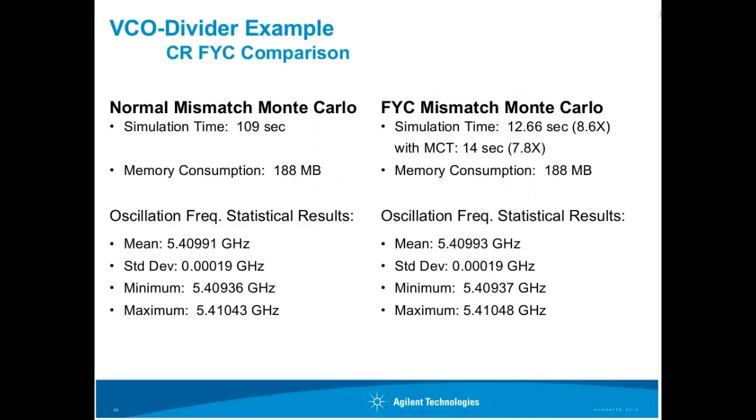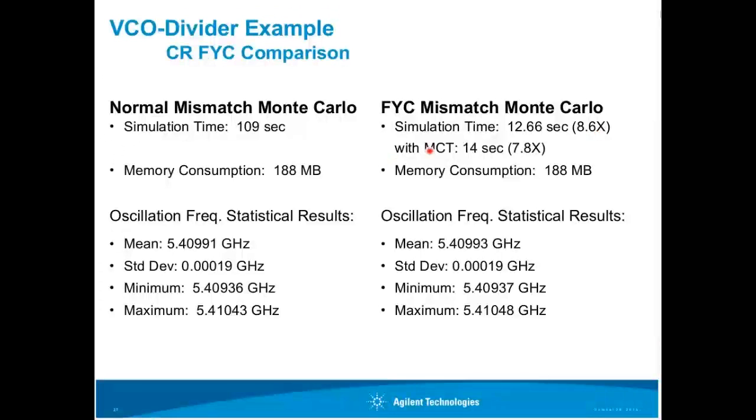So now we're seeing that unlike DC, where you didn't really get a big speed up, you're getting somewhat of a significant speed up. The normal mismatch Monte Carlo simulation took 109 seconds for 1,000 runs, but fast yield contributor mismatch analysis only took 12 seconds. It's about an 8.6x improvement.